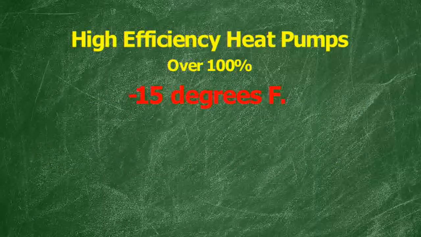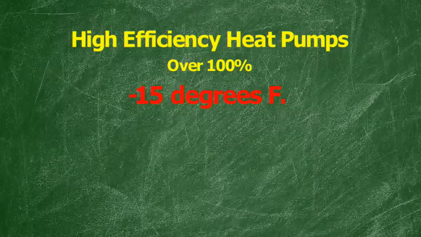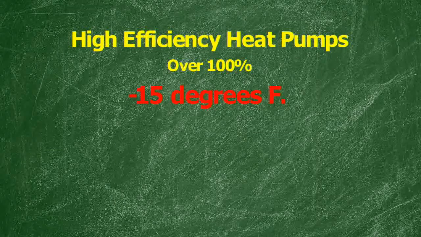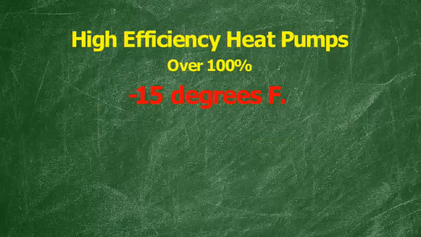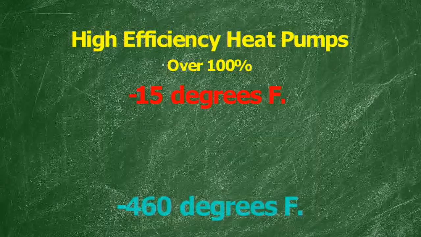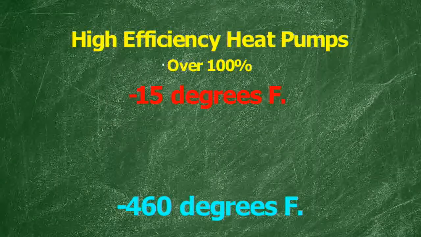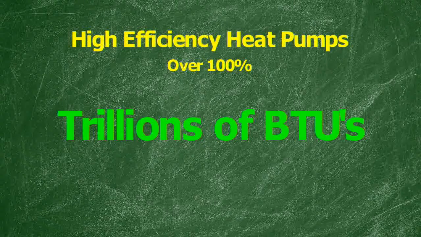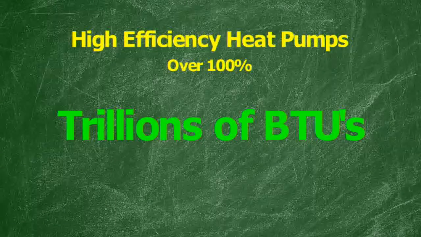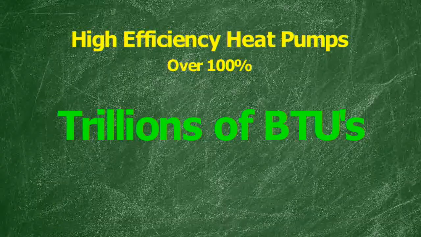They also work to negative 15 degrees Fahrenheit. When people hear this, they often say that there's no heat in air at negative 15 degrees. With absolute zero at negative 460 degrees, minus 15 degrees is actually quite hot. Literally, there are trillions of BTUs of heat in the air at that temperature. You simply need specialized equipment to remove the heat and move it indoors.